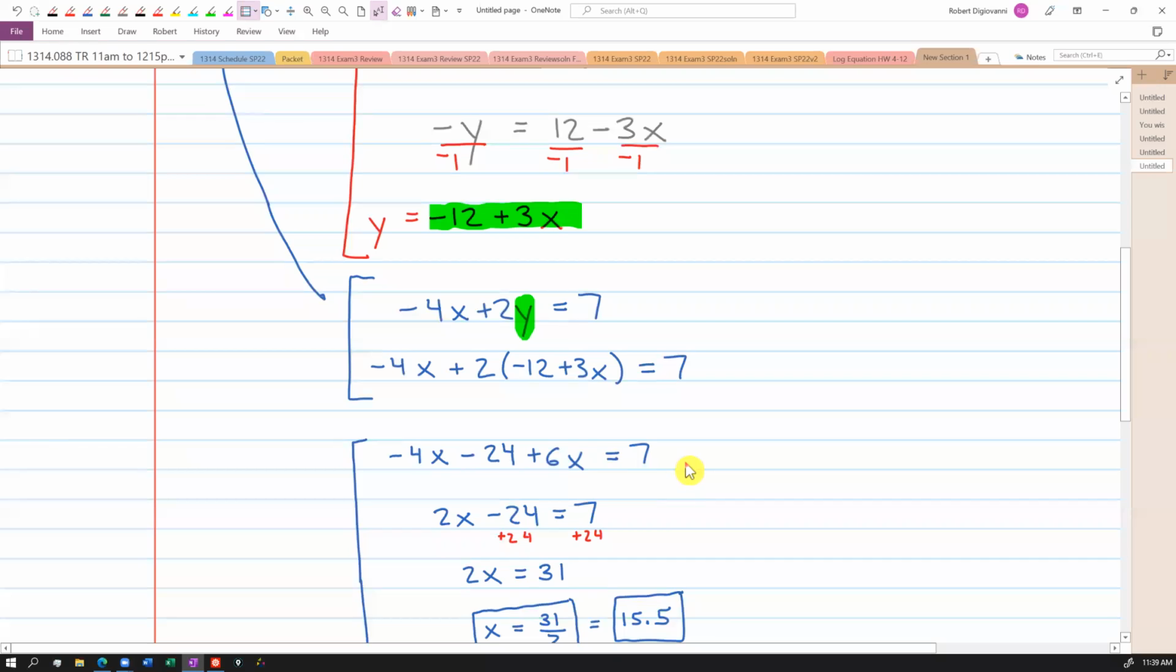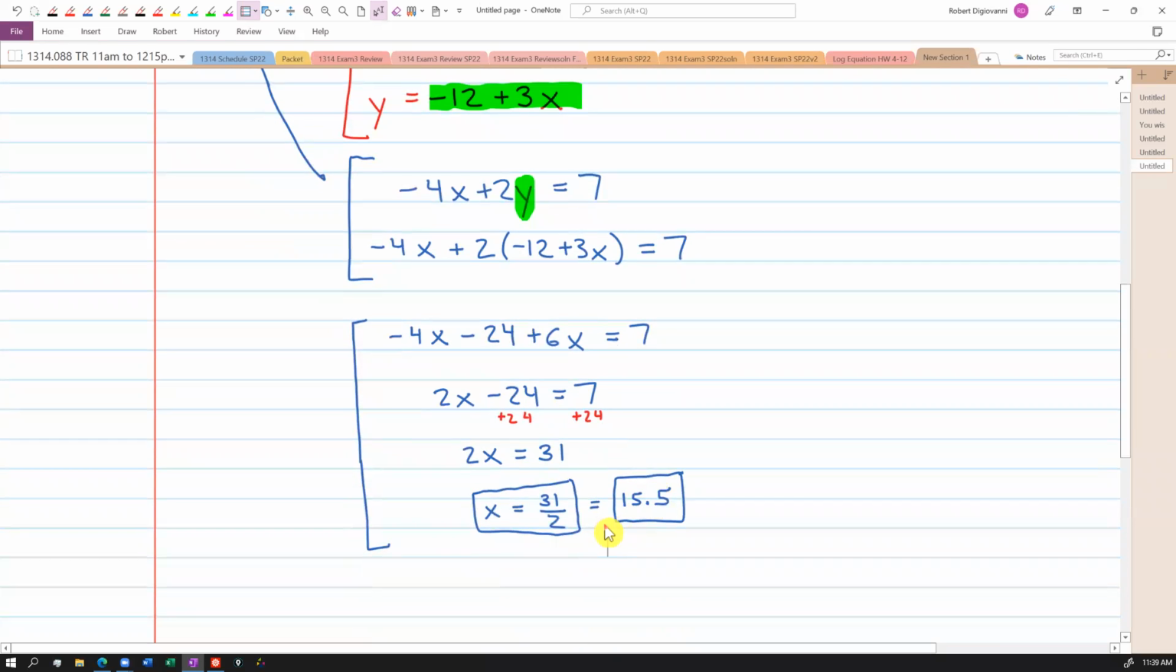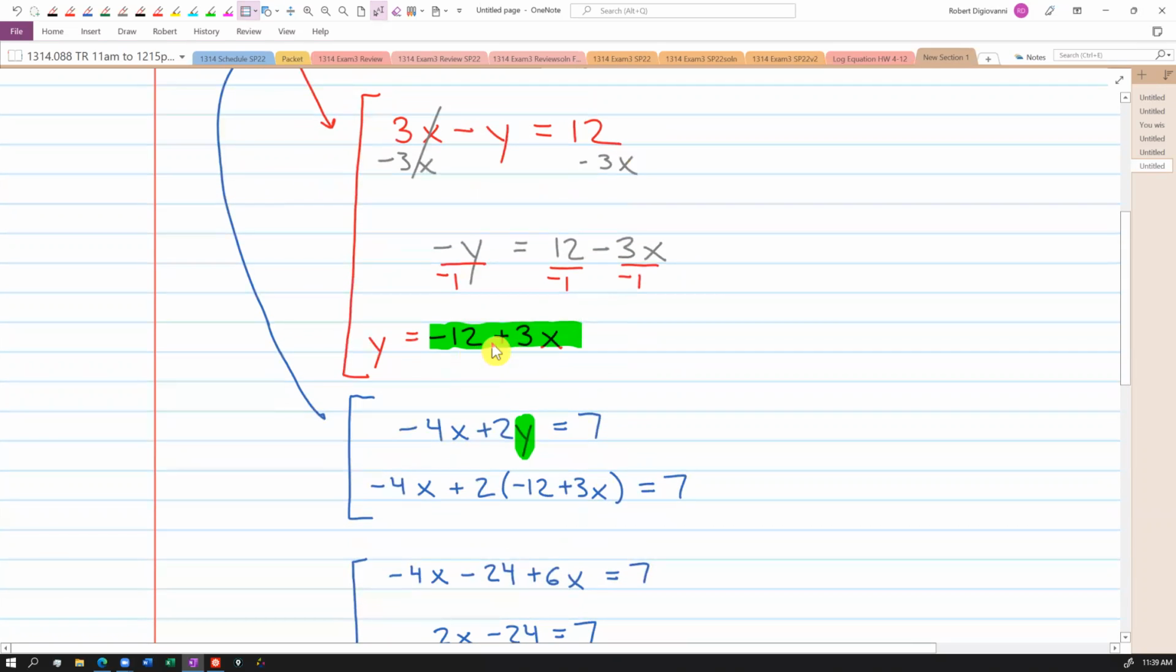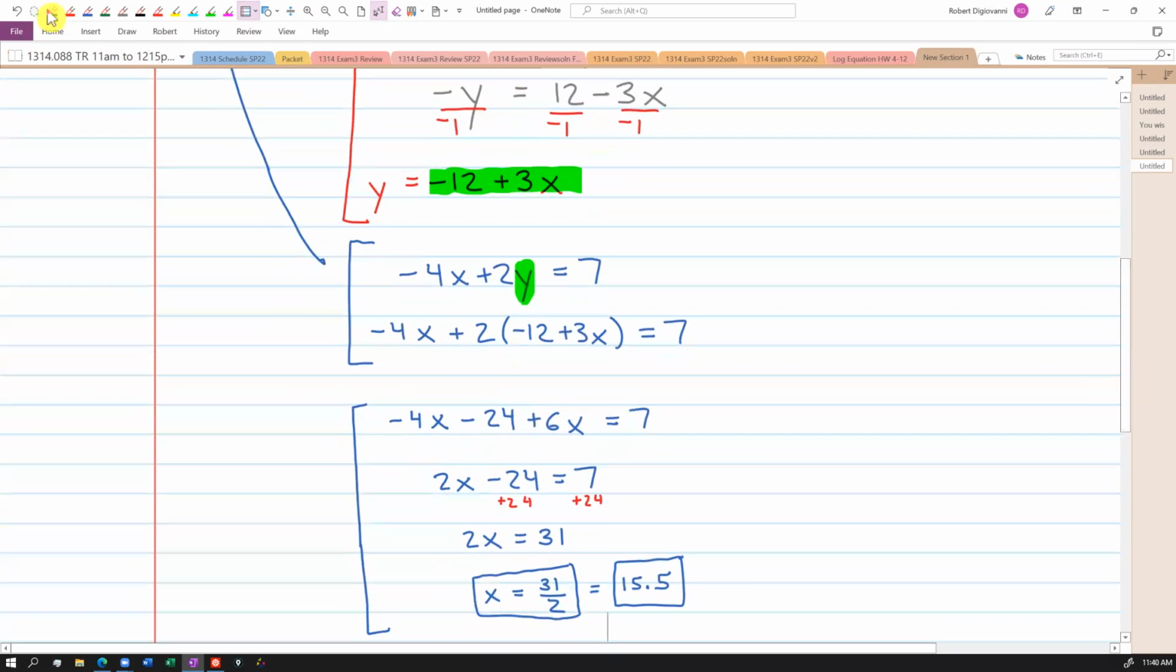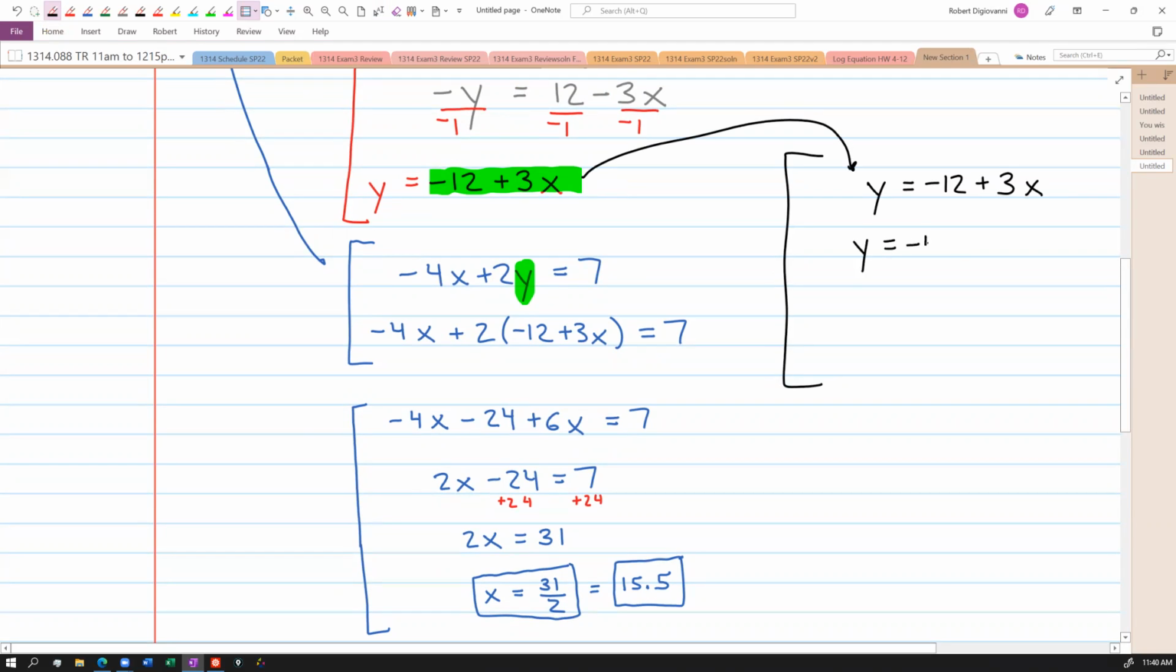That's our third step. Our last step is we've got to take this answer for x, right? And plug it into that equation we have up here for y. So we can figure out what y is. So let's do that. I'll do that over here on the side. So my last step here is to take this equation, y equals negative 12 plus 3x, sorry, and replace the x with, well, let's do the decimal, okay? Instead of plugging 31 over 2 in, let's plug in 15.5 for that x.